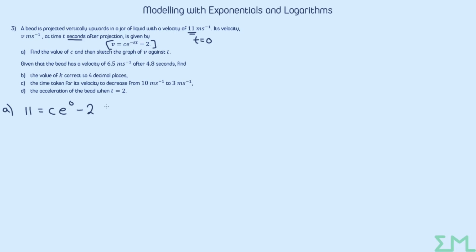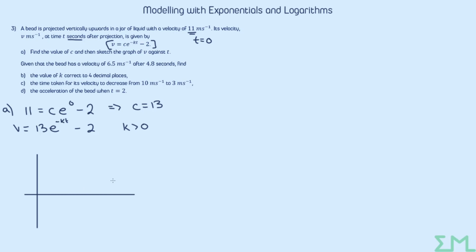E to the 0 is just 1. So then if we add the 2 over to the other side, we get c is 13. So now we're working with v equals 13 e to the negative kt minus 2. Okay, so we're going to have to make the assumption here, it should really have been said in the question, that k is positive so that we know which way around to sketch our graph.